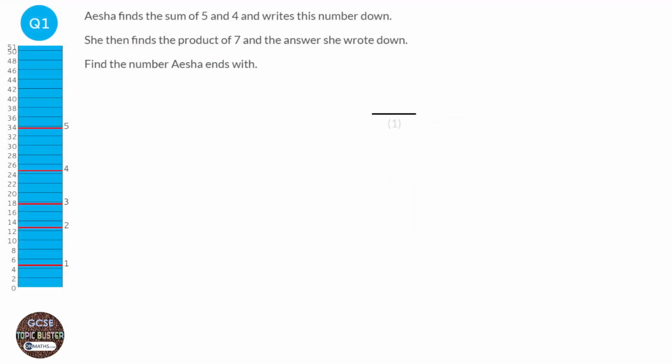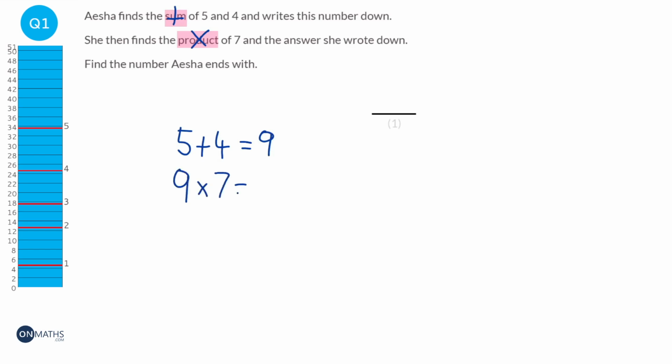For this question, it's really important that we understand what the words sum and product mean. Sum just means add, and product just means times. So we're going to start by adding the 5 and the 4, so that will equal 9. And then what we're going to do is find the product of 9 and 7, so we're going to multiply them together. 9 times 7, which is 63. So our answer is 63.